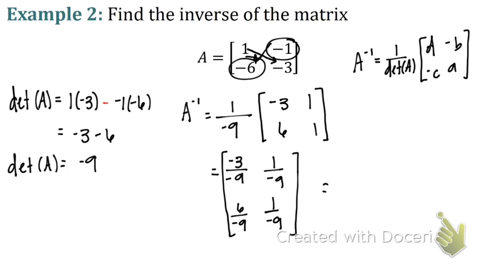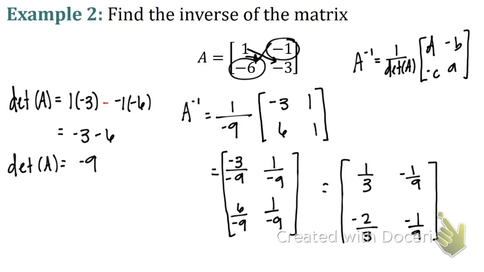So when we simplify all of this, I had to write it over here to the side because I was running out of room. -3 over -9 is 1/3. 1 over -9 is -1/9. 6 over -9 is -2/3. And then once again we have a -1/9. So that is our A inverse.